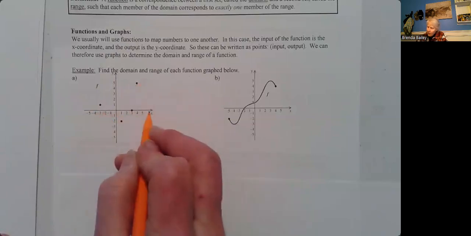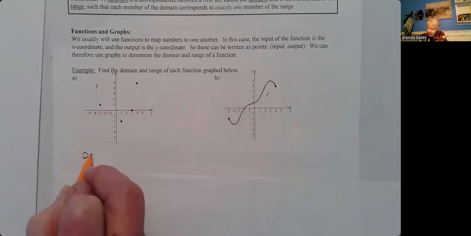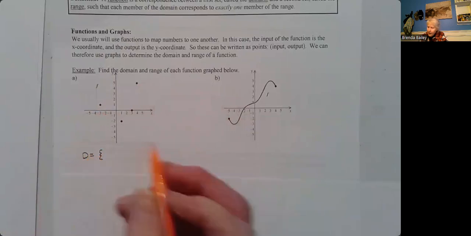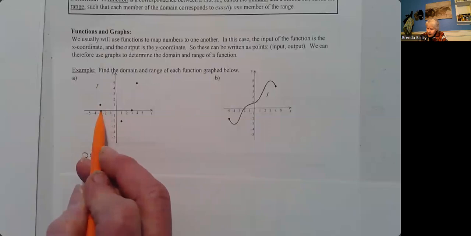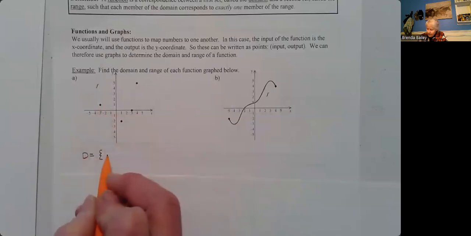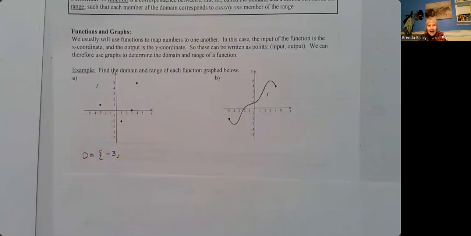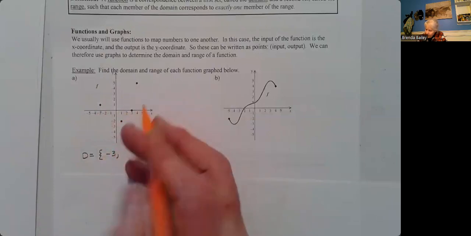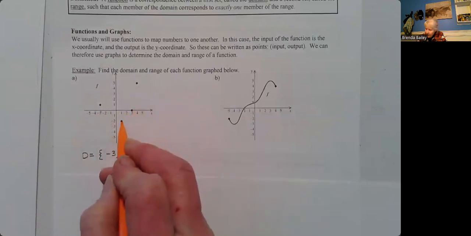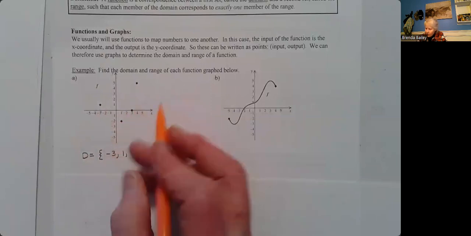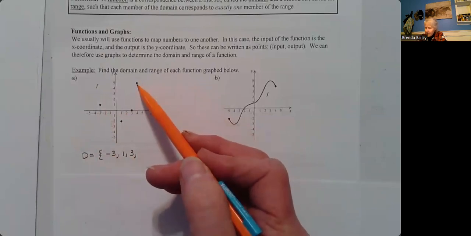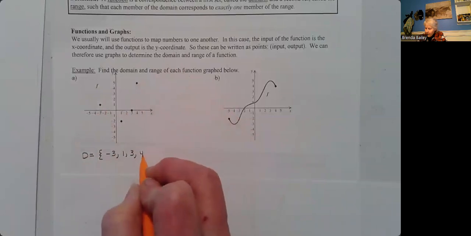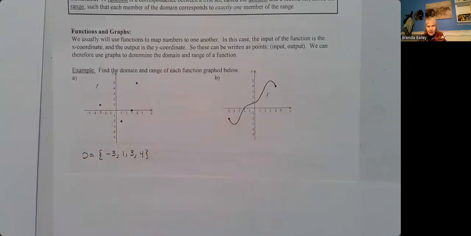So looking at this, if I wanted to find the domain, and I'll just use a D for domain, it's just a set of numbers. The first x is a -3. That's our first x value that was used. We also have a 1 that was used. For this point, the x value was a 3. And this x point, the x value was a 4. So there's our domain. It's all the x's.